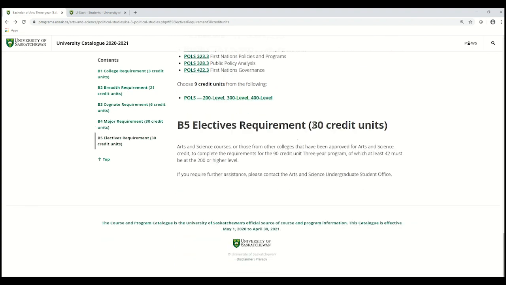Lastly, I want to point out the electives. Again, 30 credit units, so a full third of this 3-year degree is dedicated to elective space, which is great. Gives you lots of room to choose a certificate to go alongside, or a minor, or just explore an interest that isn't political studies. You can also take more political studies courses if that's what you'd like to do.